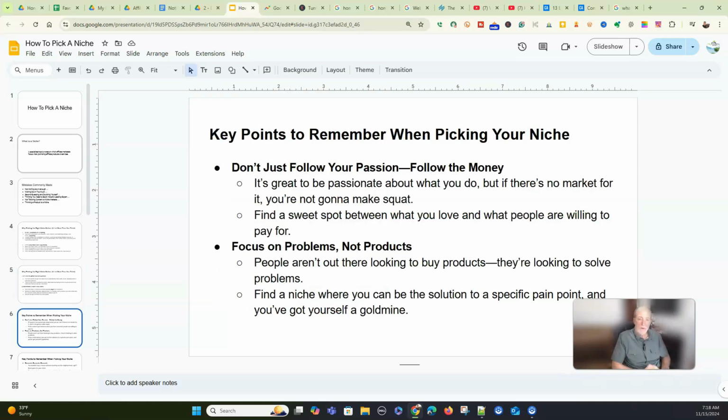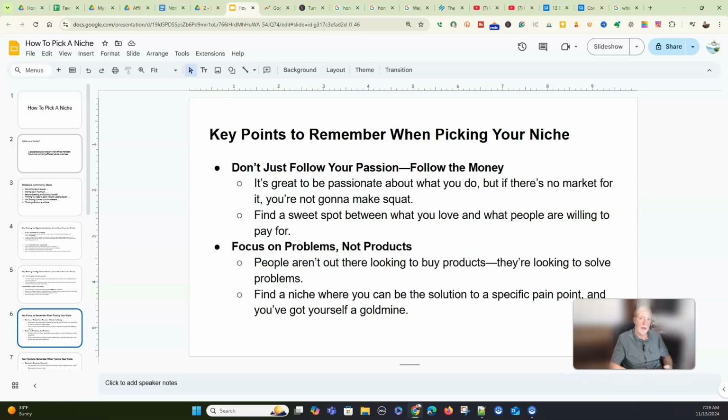Now, there are a few points to remember when picking your niche, and you don't just follow your passion. You want to follow the money. And I've made that mistake. I'm really passionate about fly fishing. Well, that is just not a niche that is probably good for me to get into for a number of reasons. There's a lot of money to be made there, but it's not a market that's ideal for me, and I won't get into all that. So I find it better and easier to follow the money.